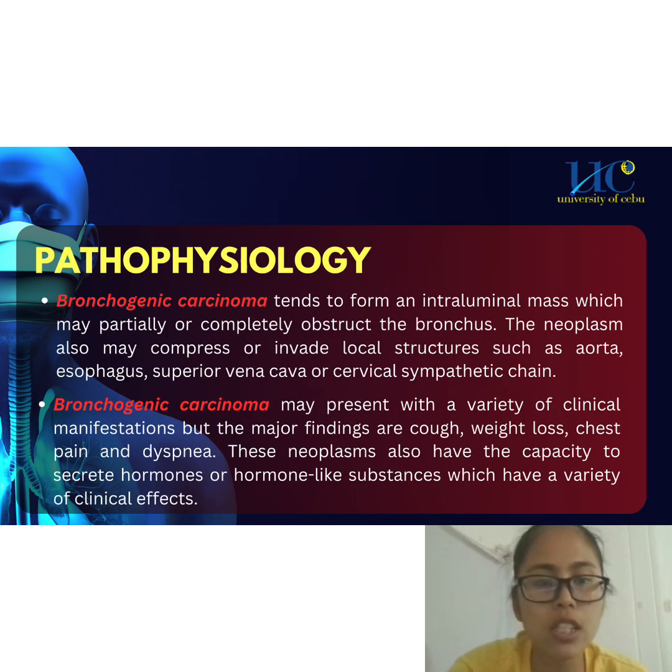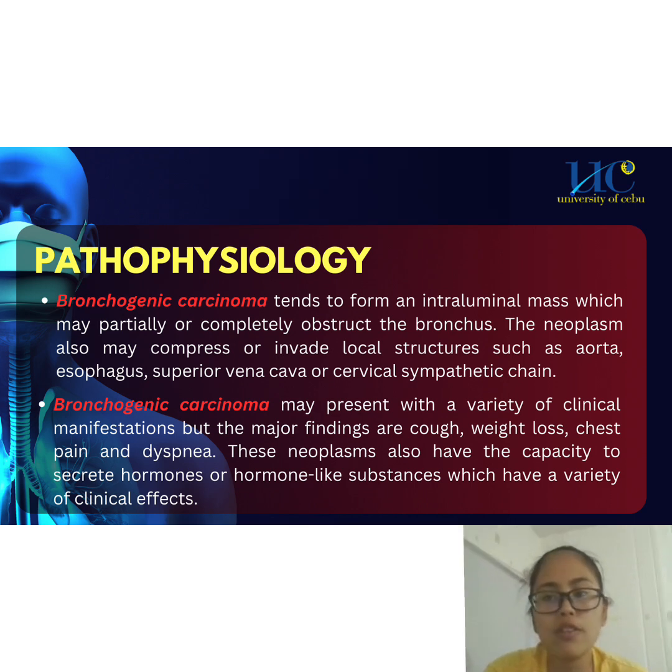So for the pathophysiology, bronchogenic carcinoma tends to form an intraluminal mass which may partially or completely obstruct the bronchus. The neoplasm also may compress or invade local structures such as the aorta, esophagus, superior vena cava, or cervical sympathetic chain. This bronchogenic carcinoma often grows within the bronchial lumen, which is the hollow space inside the bronchus. This creates a mass that can partially or completely block the airway, and this blockage can lead to difficulty breathing, such as dyspnea, and other respiratory symptoms.